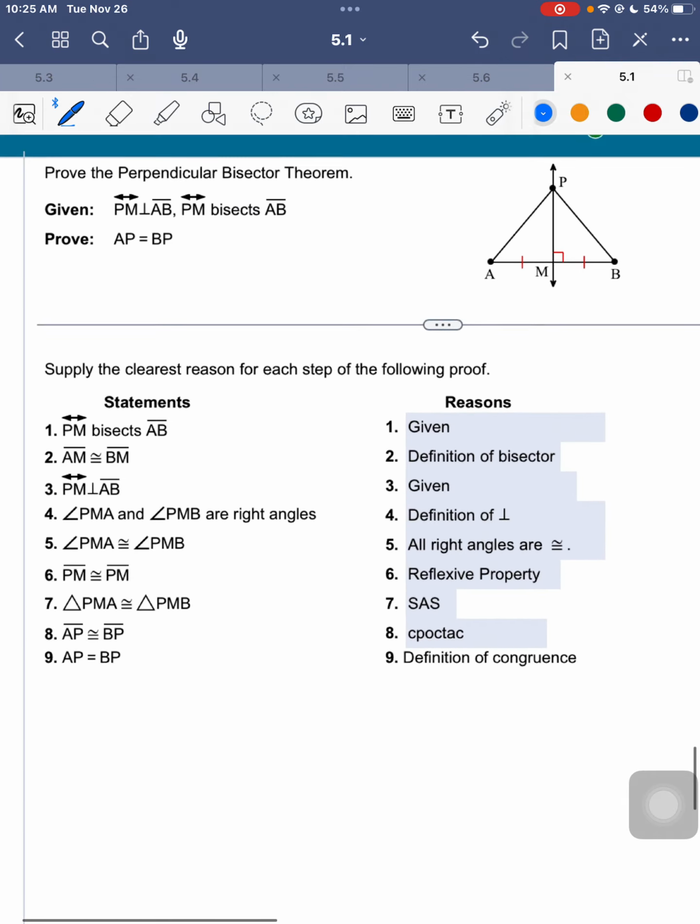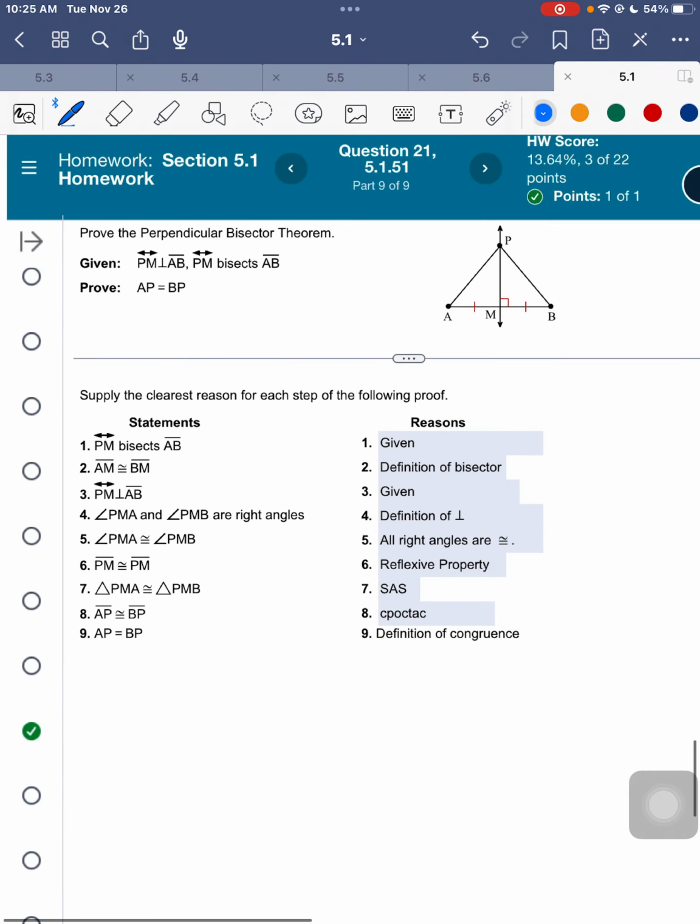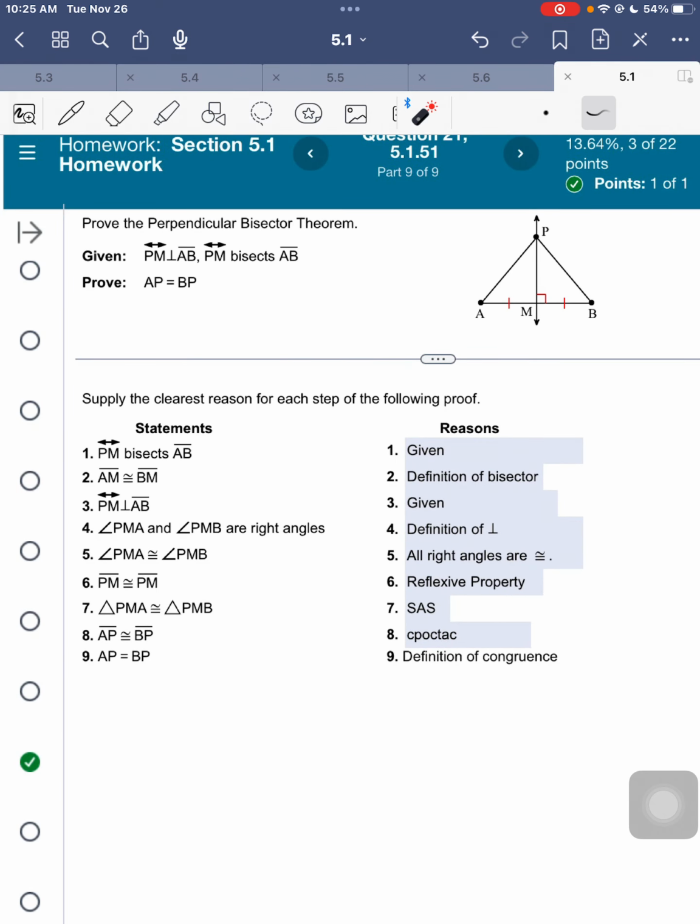Okay, guys, you thought we were done with proofs? We're never done with proofs in geometry. Mwahaha.